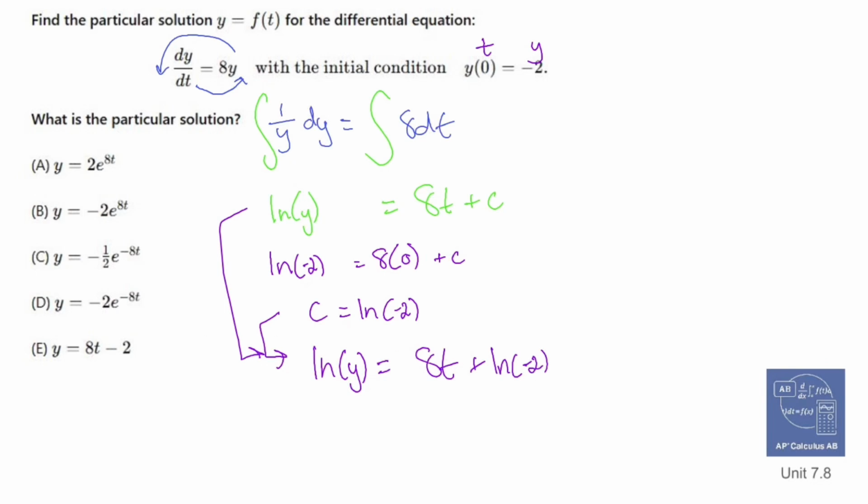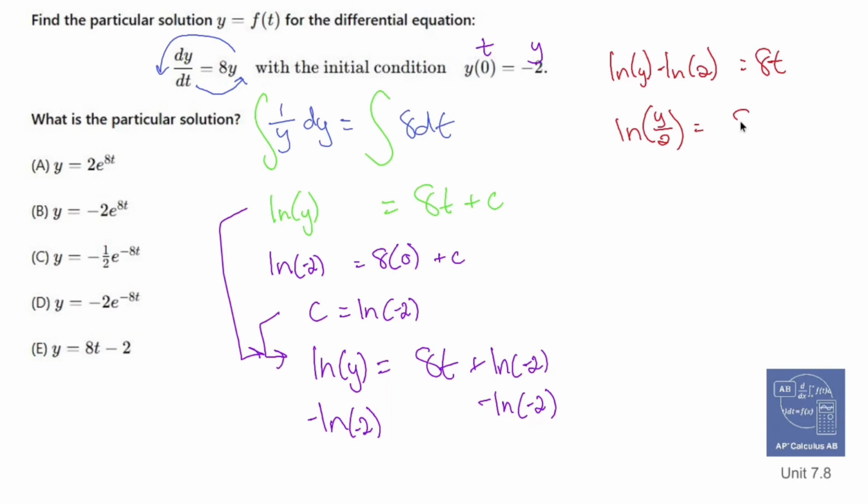Now I know what you're thinking, ln of -2, scary stuff, don't lose sleep over it, trust me on that one. So let's solve for y by subtracting ln of -2 from both sides. We've got ln of y minus ln of -2 equals 8t. When you subtract ln's, you divide the inside, so ln of y over -2 is going to equal 8t. By the way, -2, not 2, that changes things.